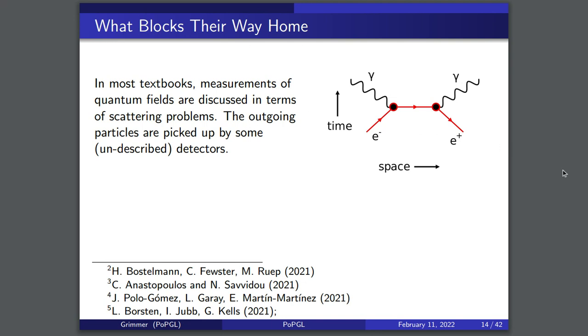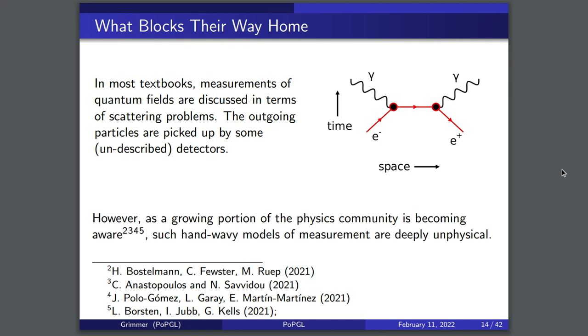And these outgoing particles are then picked up by some often undescribed detector. You sort of just take the squared amplitude of those emission things and say, oh, we can catch those and measure them, and it comes out to show us with the probability of the squared amplitude that that's what happened, right? However, as a growing portion of the physics community is becoming aware, and here's just some references which deal with this, and notice they're all from last year, this is really quite a hot topic in current years. Such hand-wavy models of measurements of quantum fields are deeply unphysical and unsatisfying.